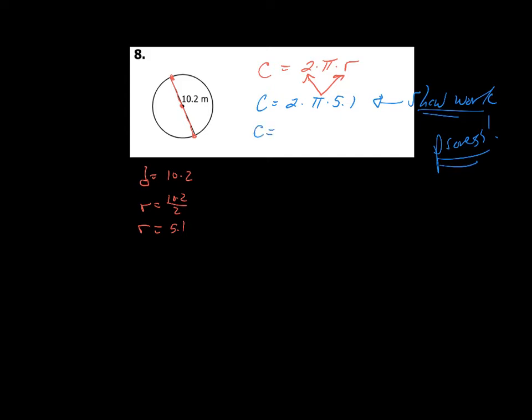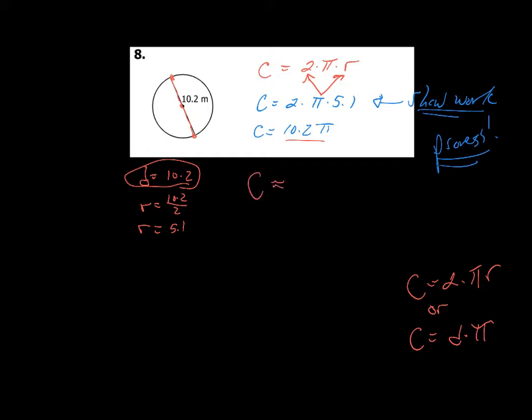So the next thing we do is we'll multiply 2 times 5.1, and it brings us right back to 10.2 times pi. Now remember, the previous slide, we said that circumference is equal to 2 pi r, or circumference is equal to diameter times pi. The diameter was 10.2, and here we are at 10.2 times pi. Now let's just go ahead and round that off. Remember, circumference is one-dimensional, so it's just going to be meters or feet.